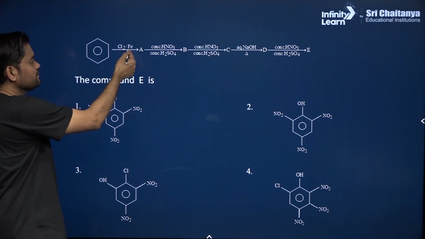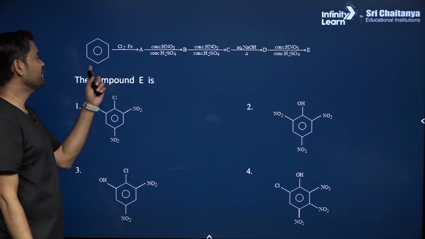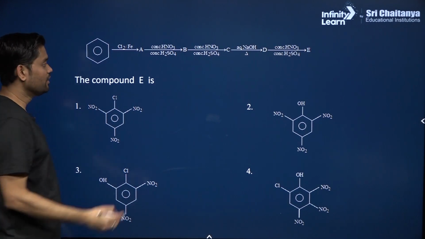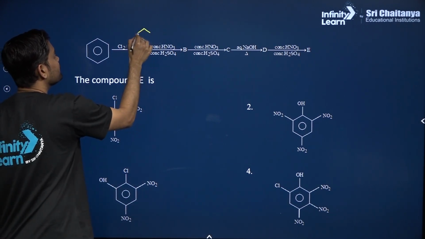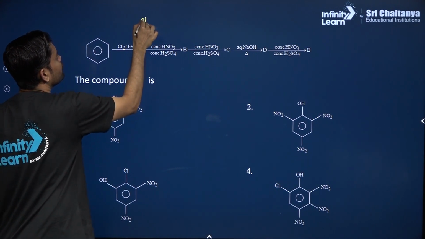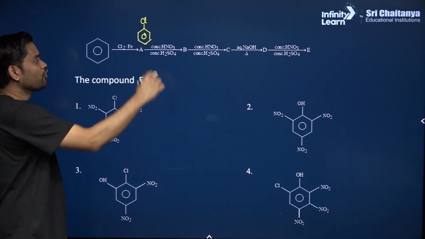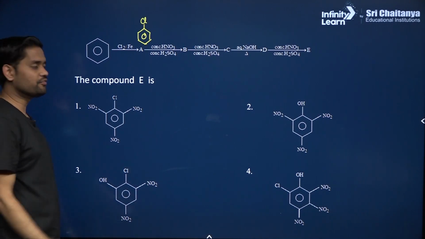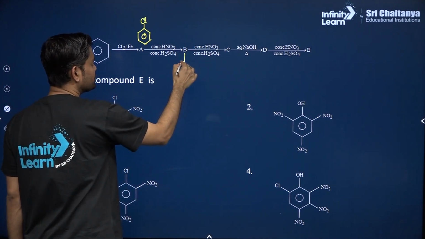Okay, so chlorine is treated with benzene in the presence of what? Iron. So you'll get what? Chlorobenzene. Chlorobenzene when treated with nitric acid and sulfuric acid, that is nothing but nitrating mixture.